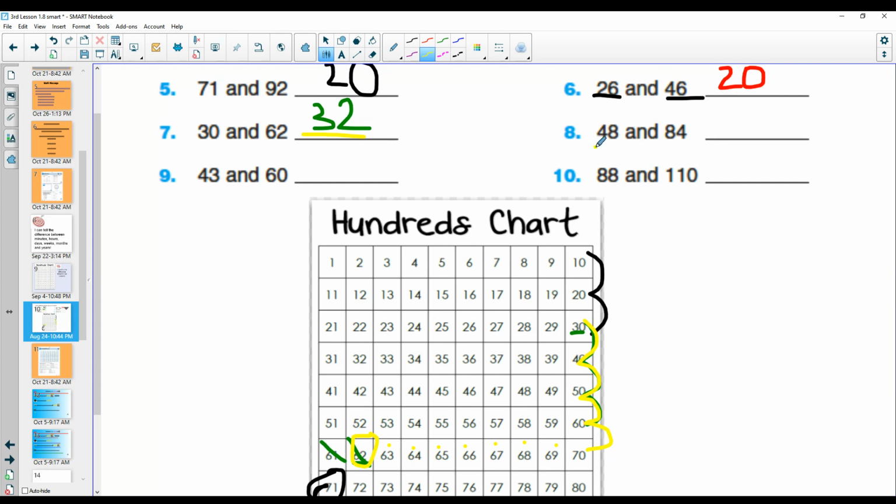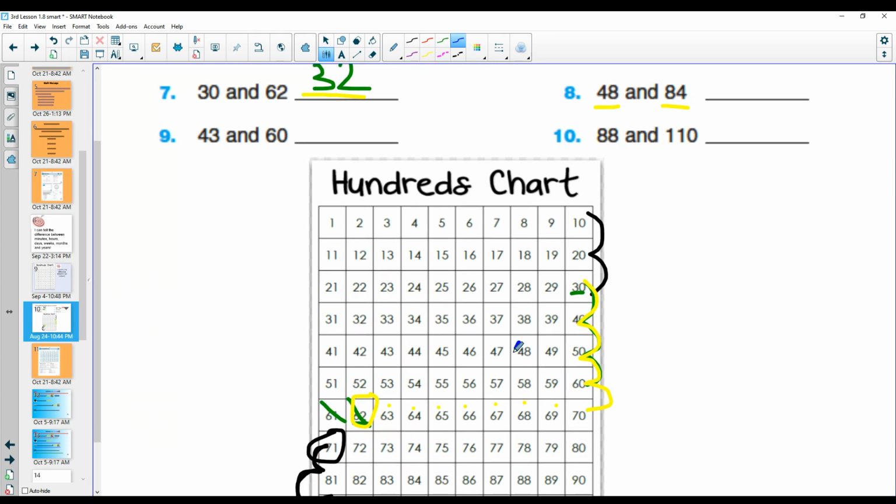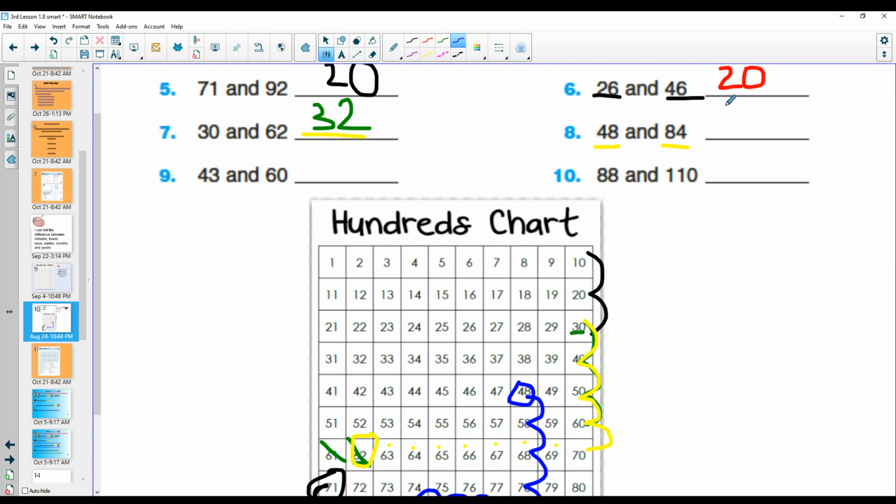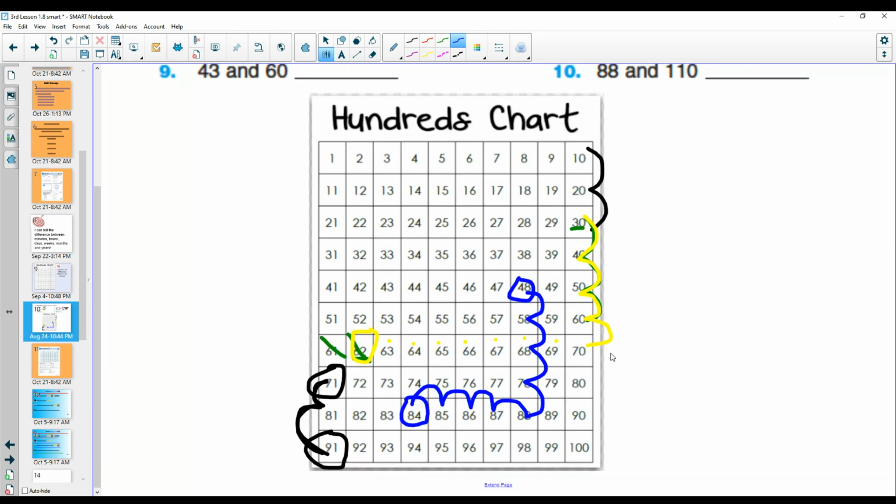All right, let's go to 48 and 84. So I'm going to find 48 and I'm going to find 84. I'm going to count by tens first. 10, 20, 30, 40. I'm moving backwards, so this would be 39, 38, 37, 36. That is how to find the difference in numbers. Okay? You use the patterns.